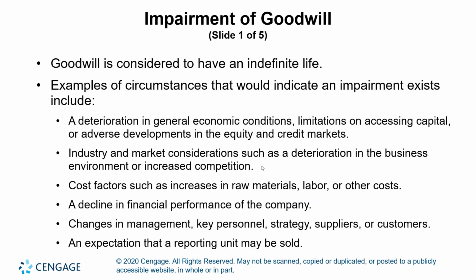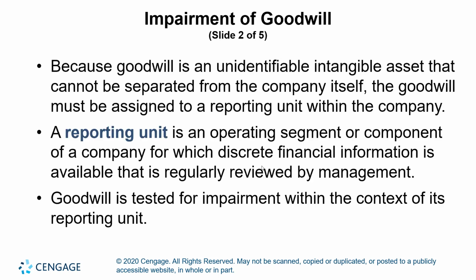Goodwill is considered to have an indefinite life. Examples of circumstances that would indicate an impairment exists include a deterioration of general economic conditions, limitations on accessing capital, industry or market considerations deteriorating, cost factors such as an increase in raw materials, labor, or other costs, a decline in financial performance, changes in key personnel, suppliers, or customers, and an expectation that the reporting entity might be sold.